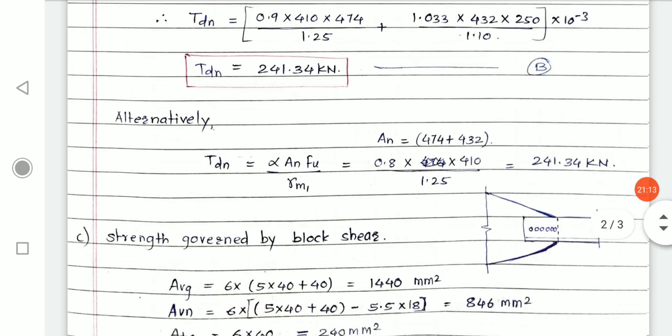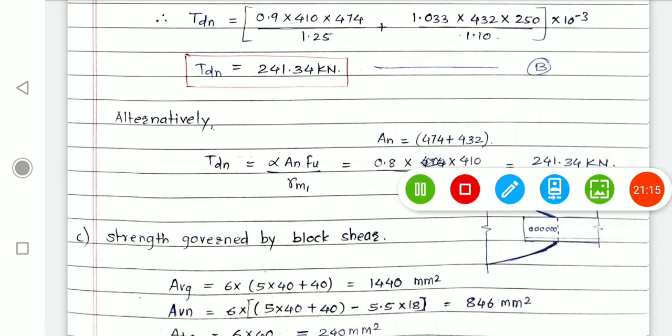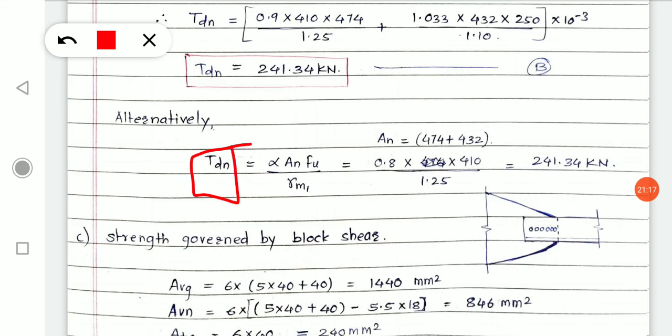Now there is an alternative formula available to find TDN in your IS code. That is again mentioned on page number 33, and that consists of the alpha value. That alpha value is also mentioned in your IS code. If you put all the values from the IS code in this formula, you will get the alternate value of TDN.